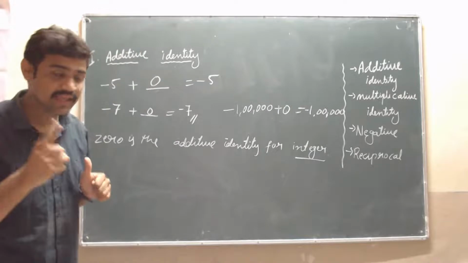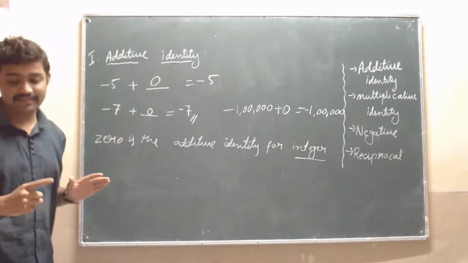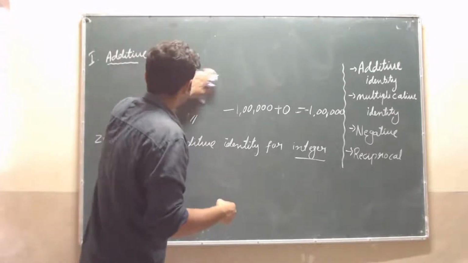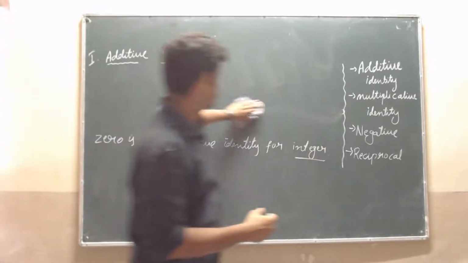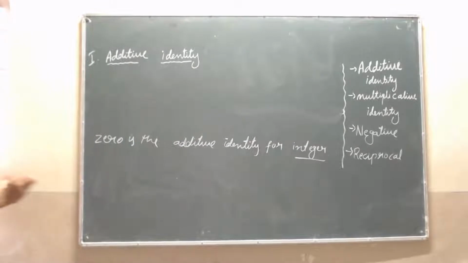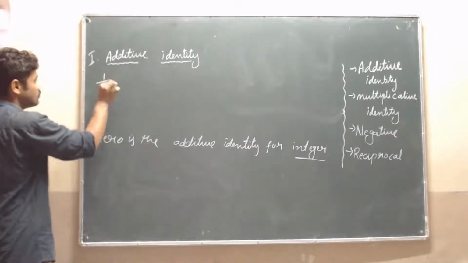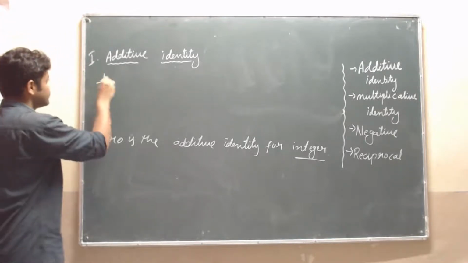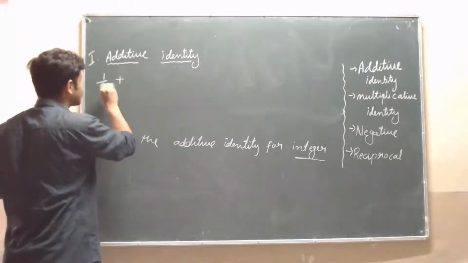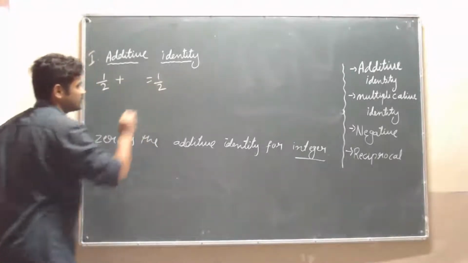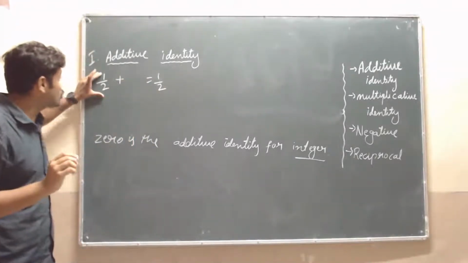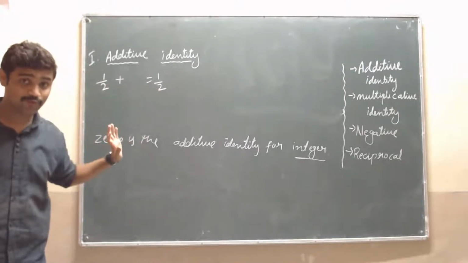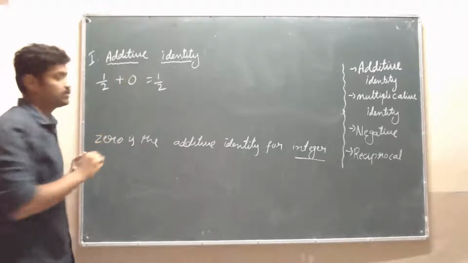Sure? Yes. Then what about the rational numbers? Take an example, that is 1 by 2. 1 by 2 is an example of a rational number. Then which number is added to 1 by 2 to get 1 by 2? Such a simple question. That is simple, sir, 0.